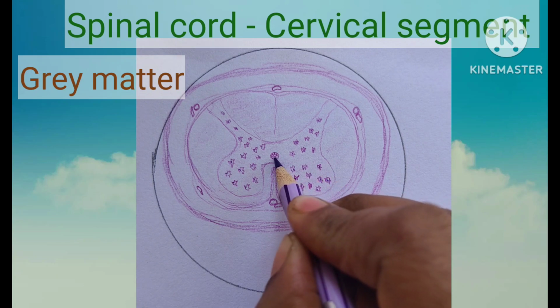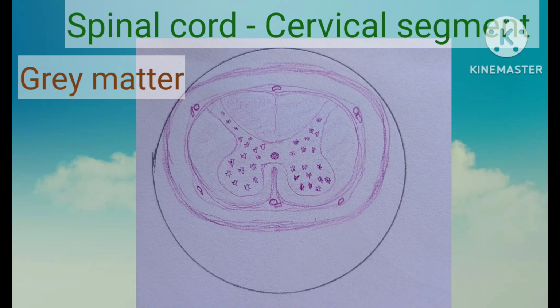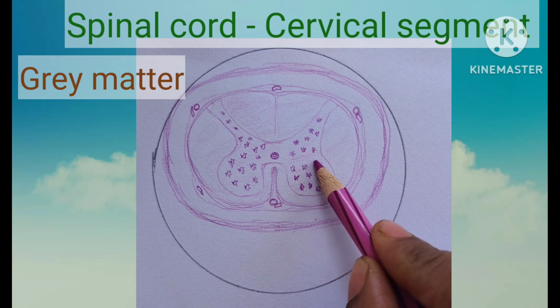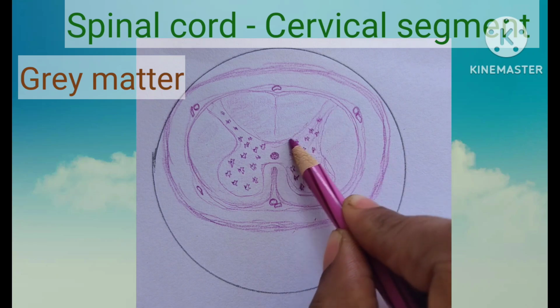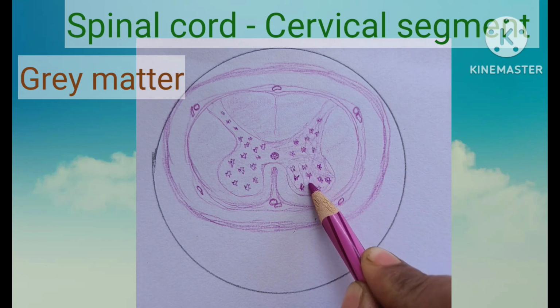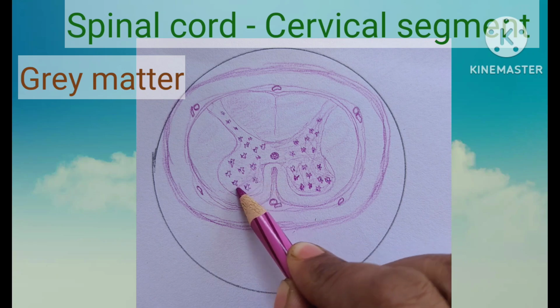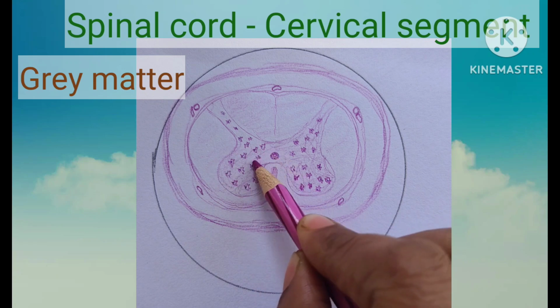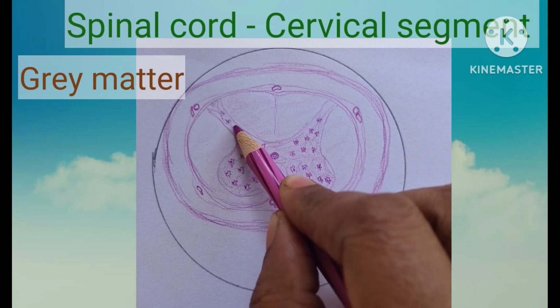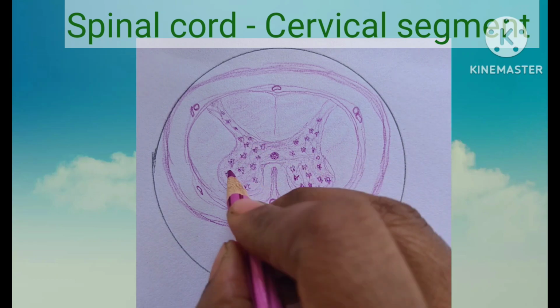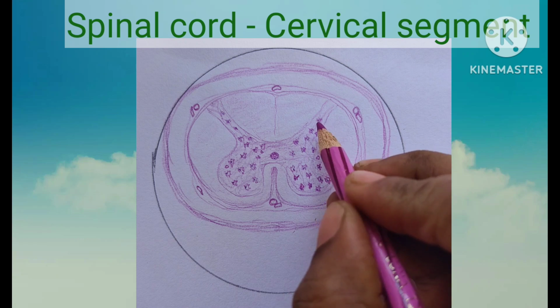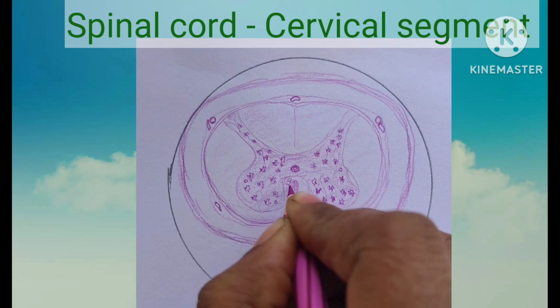We will also keep small nuclei for the interneurons. We will also see some dendrites, branching of the dendrites, and the axon beginning from these neurons. So that's the central grey matter. I'm keeping the small blood vessels here and there.